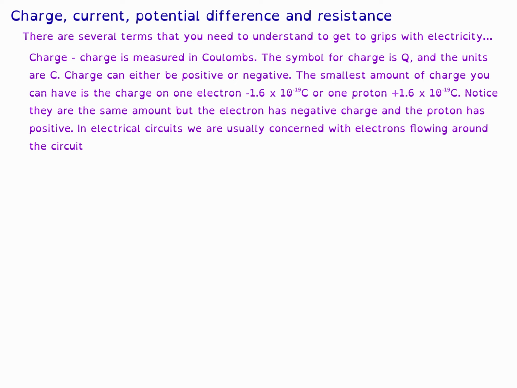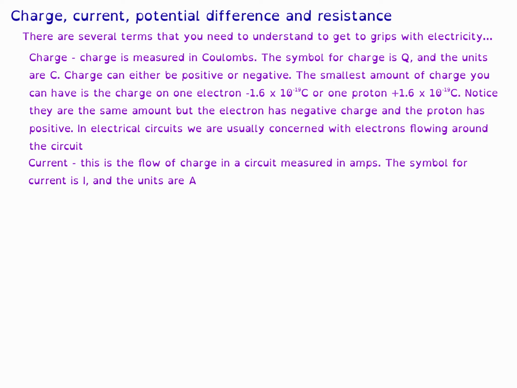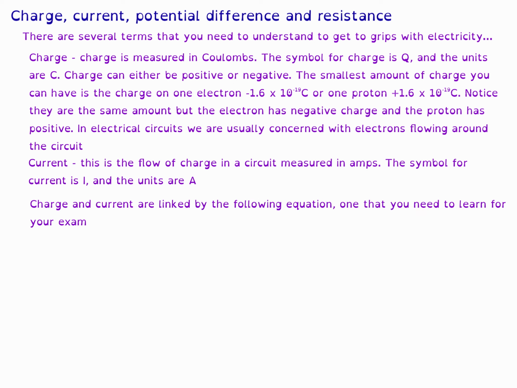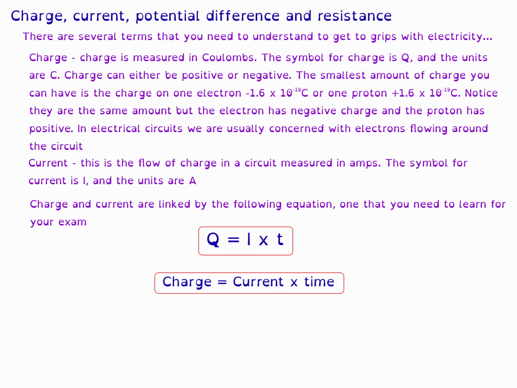In electrical circuits, we are usually concerned with electrons flowing around the circuit. Current. This is the flow of charge in a circuit and it's measured in amps. The symbol for current is capital I and the units are capital A. Charge and current are linked by the following equation, and it's one that you need to learn for your exam. Q equals I times T, which is charge equals current times the time.